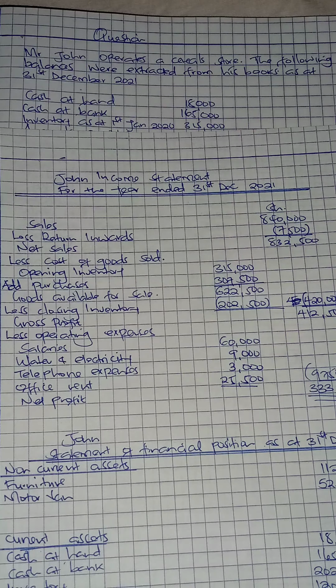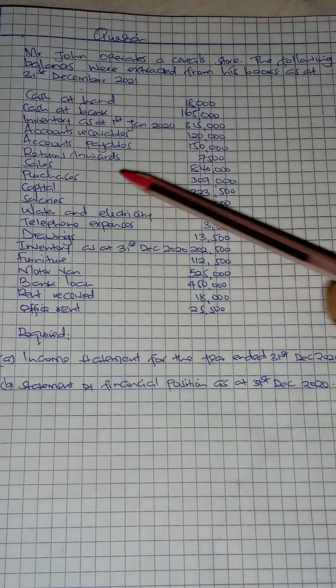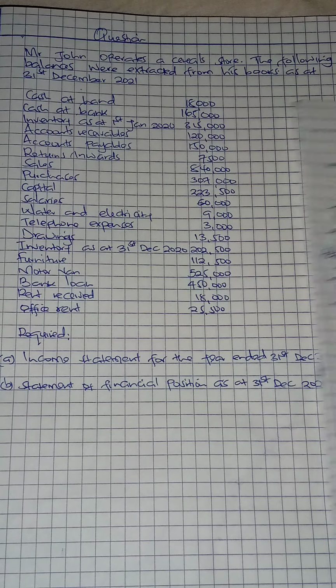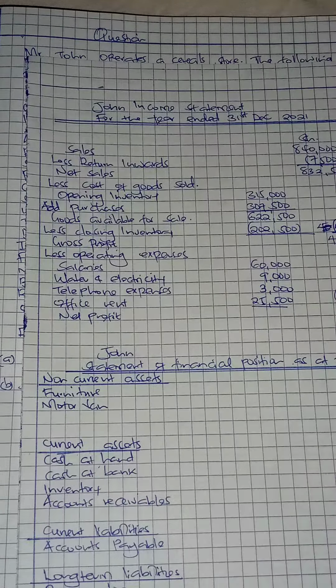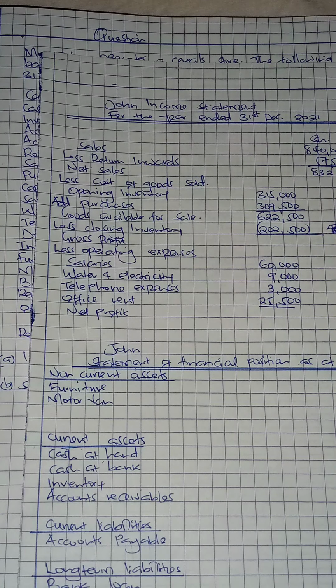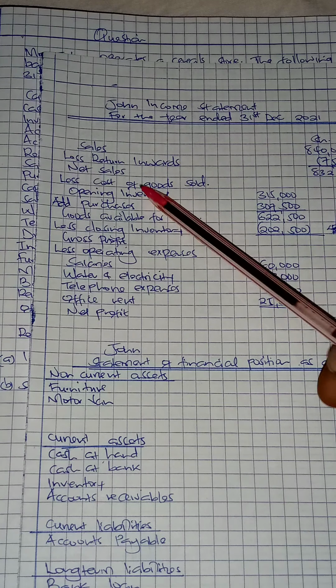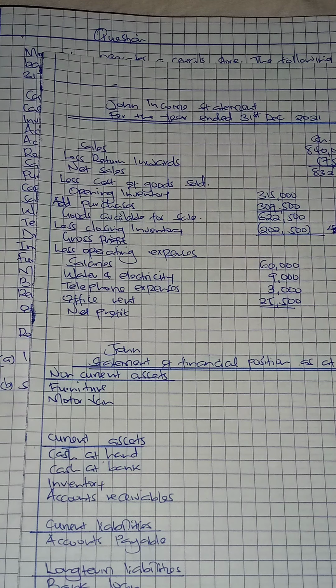Then there are those instances where, once customers purchase goods, some don't match their orders, some may be in default, and those form the basis for returns inwards. So you have to deduct that from the sales. We have return inwards amounting to 7,500. You get your net sales of 832,500 shillings.